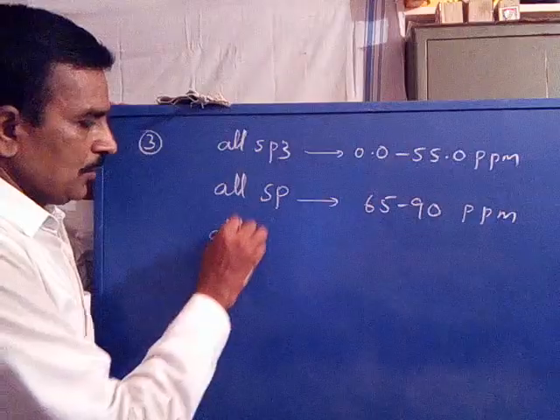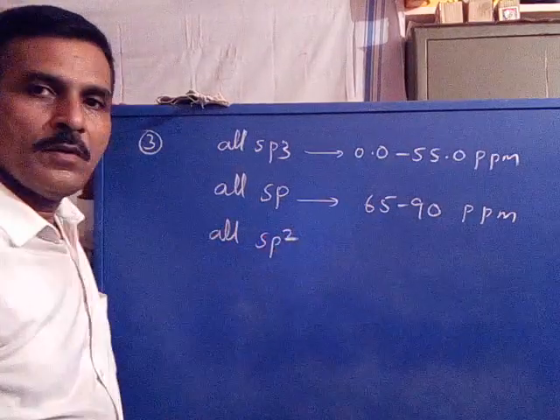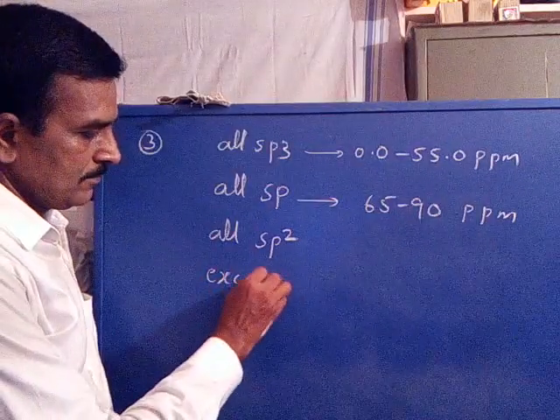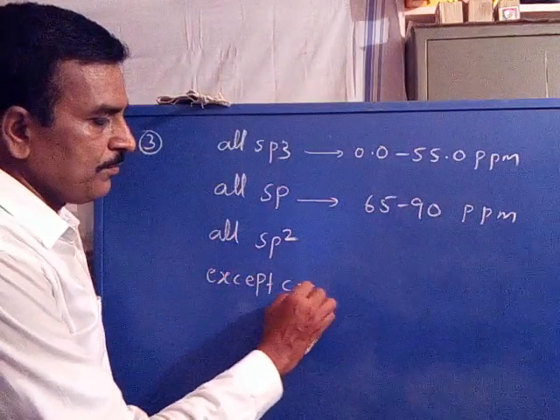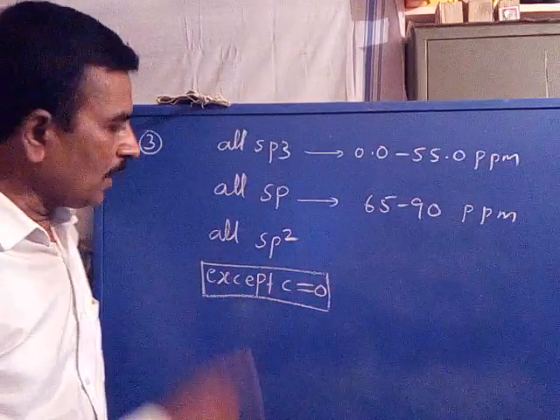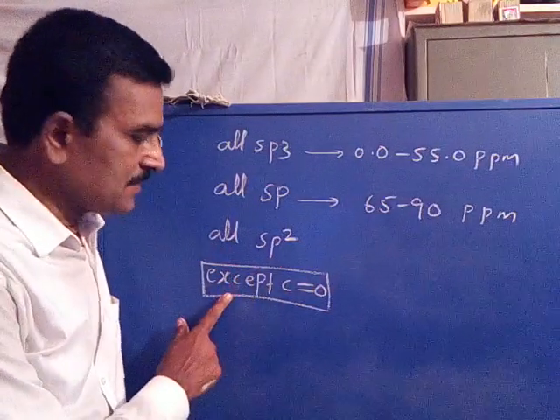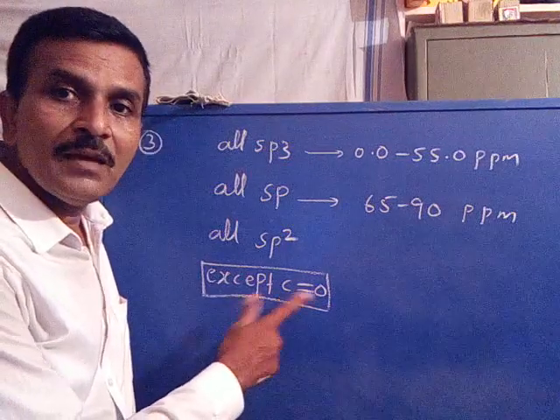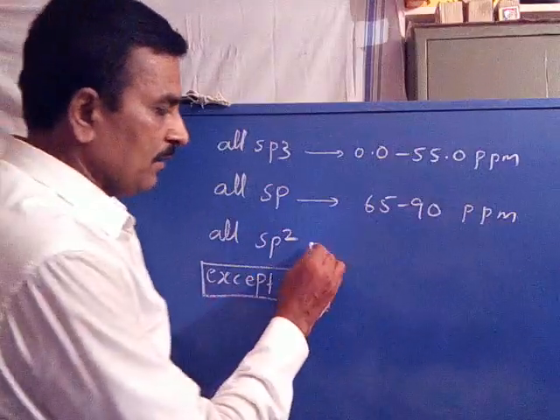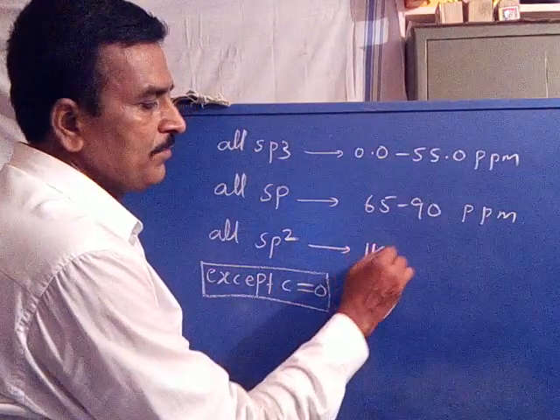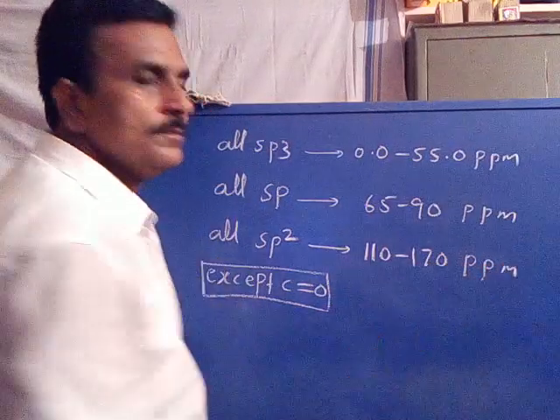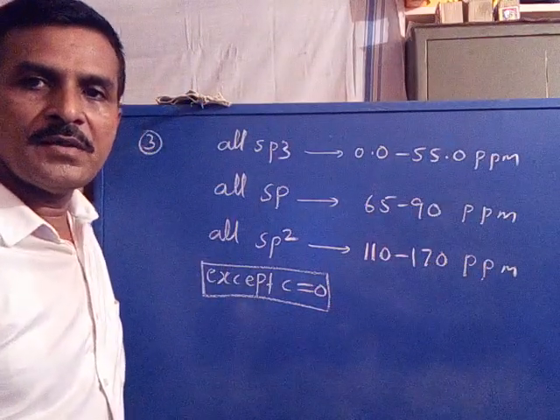all sp2 carbons except the carbon of carbonyl. So all sp2 carbons except the carbon belonging to the C=O group, that is a carbonyl group, signals appear between the range of 110 to 170 ppm. The range between 110 to 170 ppm.